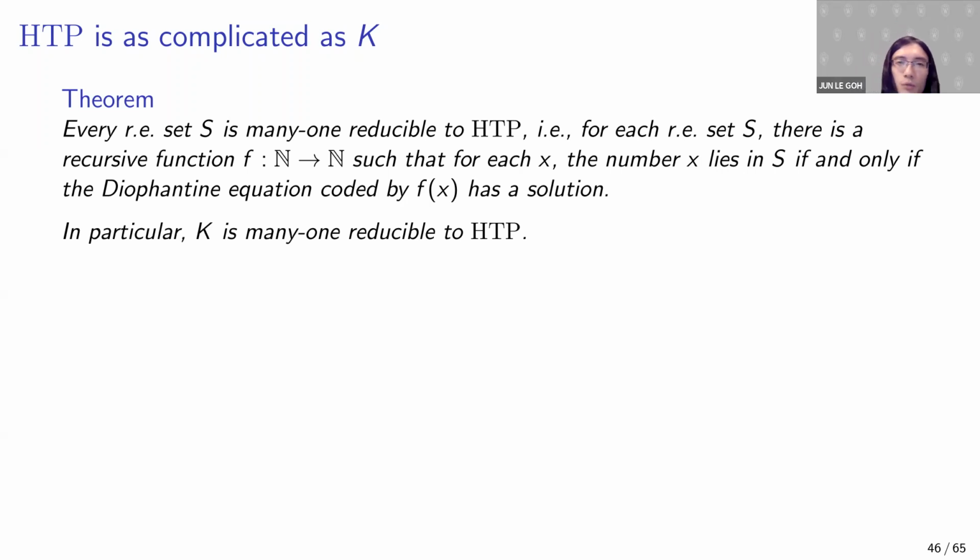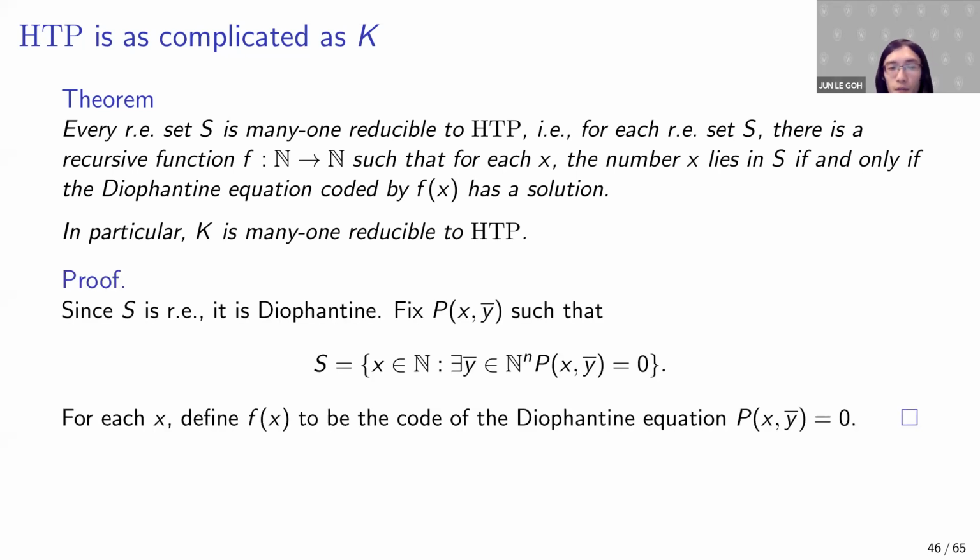Okay, so how would we define such a function? Well, this is where we're going to use the big theorems that we proved, right? The fact that every recursively enumerable set is Diophantine. So let's start off here by saying, well, S is recursively enumerable, so therefore it is Diophantine. So we can fix the Diophantine definition of that.